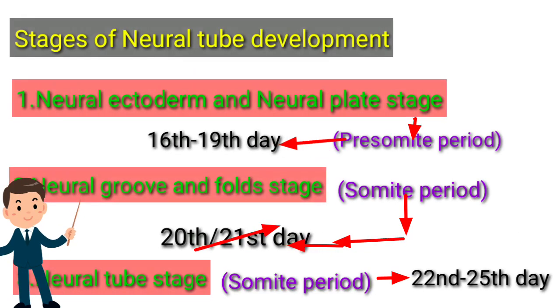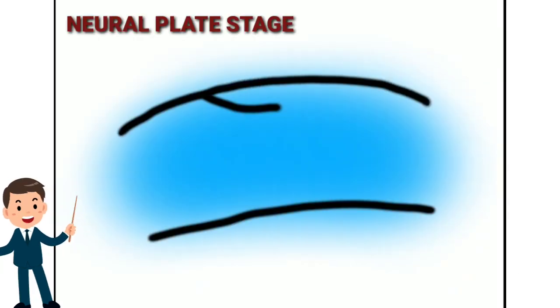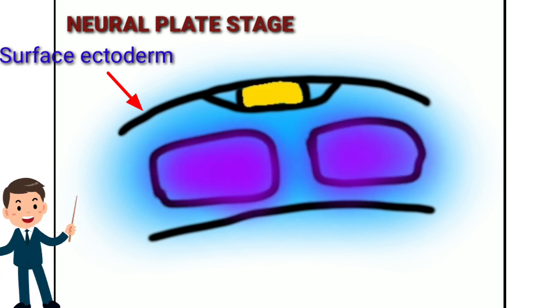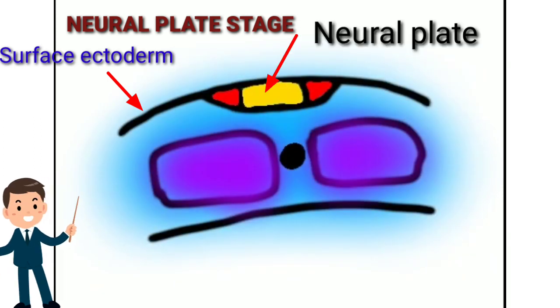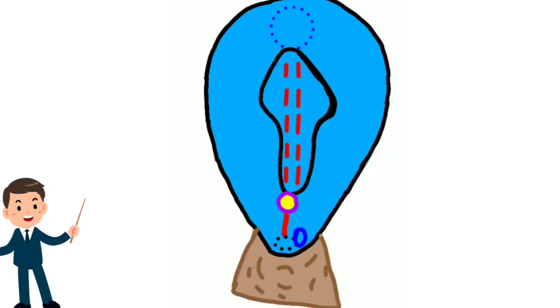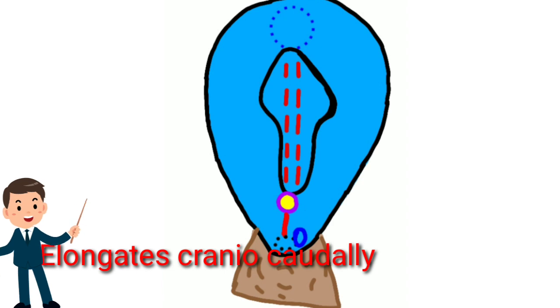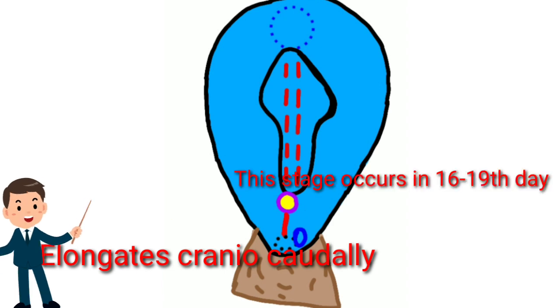Next, coming to the stages of neurulation: neuroectoderm and neural plate stage, neural folding stage, and stage of neural tube formation. First we see the neural plate formation. The surface ectoderm differentiates and thickens in the center. This thickened zone is called the neural plate. The notochord acts as a primary inducer for neural plate formation and differentiation. The neural plate grows rapidly and elongates craniocaudally in length. This stage occurs in the 16th to 19th day.